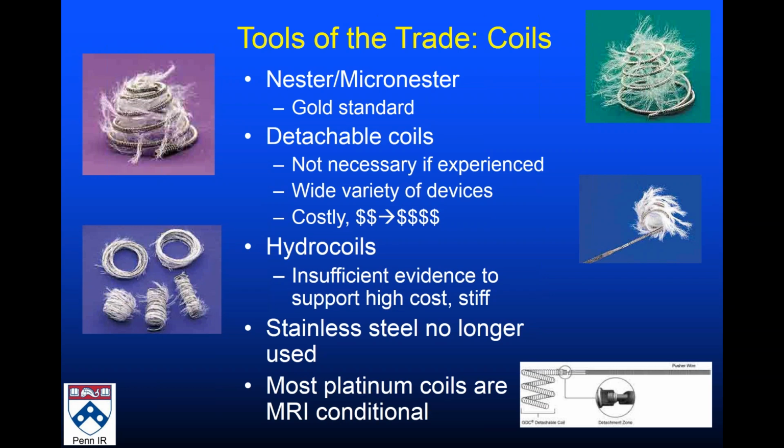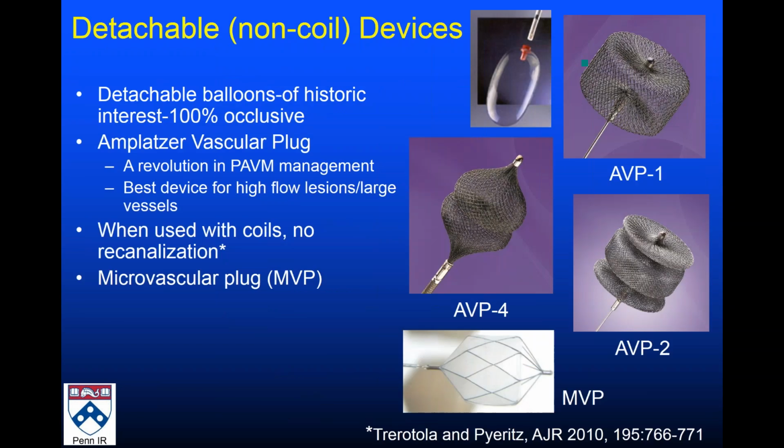But if you have any problem trying to get an MRI done, usually the doctor who put the coils into you should be able to provide a letter explaining what kind of coils were done. And we do this for our patients all the time so that they can get MRIs as needed.